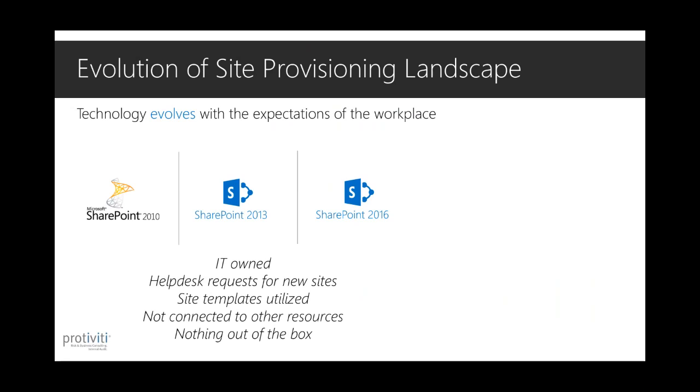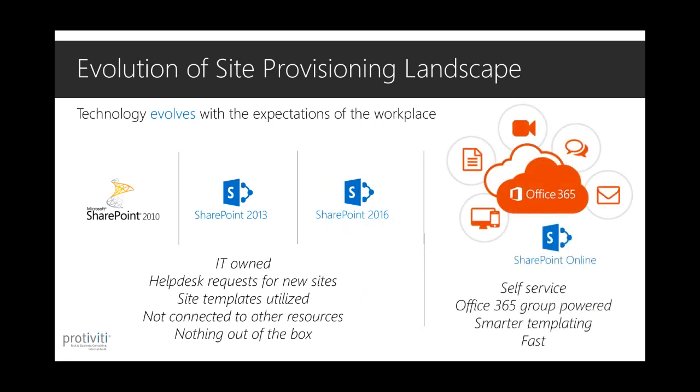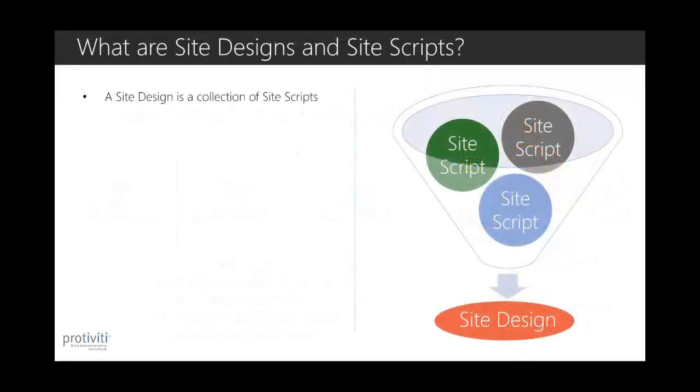One of the biggest boundaries in there was that there was a request process in front of it, right? So I request something, you have some type of SLA to get the new site created, but in today's world, it needs to be quick, it needs to be fast. And that's where we see Office 365 and SharePoint Online coming through as far as self-service and group powered for faster template creation, right? It's about speed of getting things done. And that's really where site designs come into play.